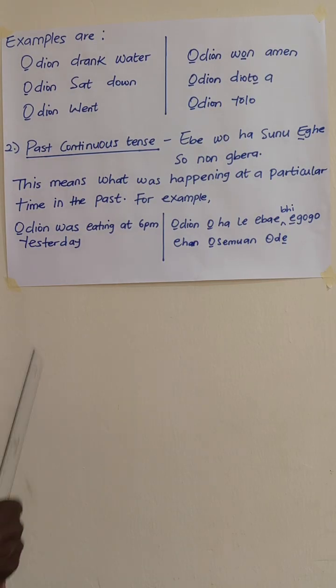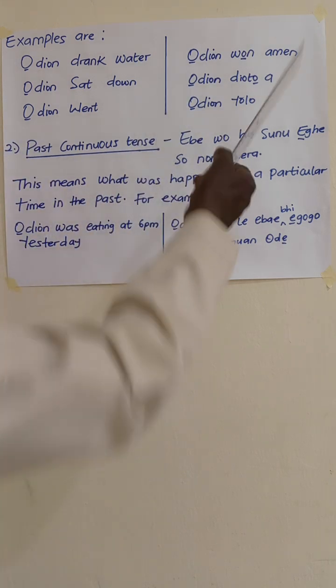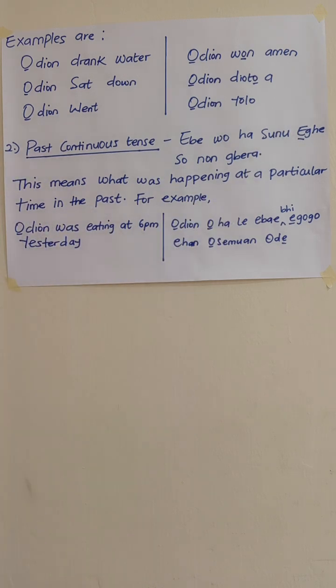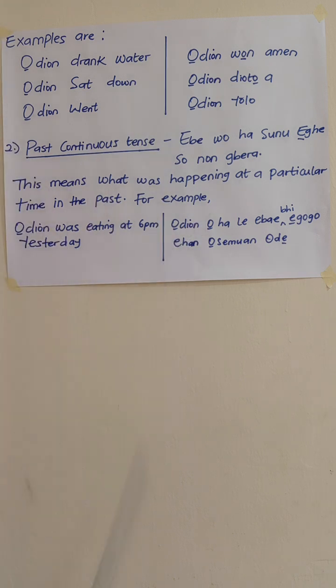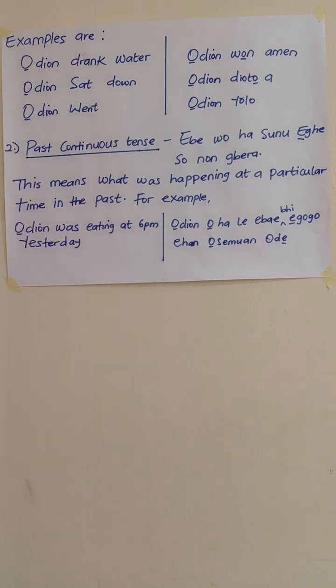Now let me show you, just as I said, simple past tense, which I already mentioned. This one has no fixed time. So it's a past thing, but it has no fixed time.